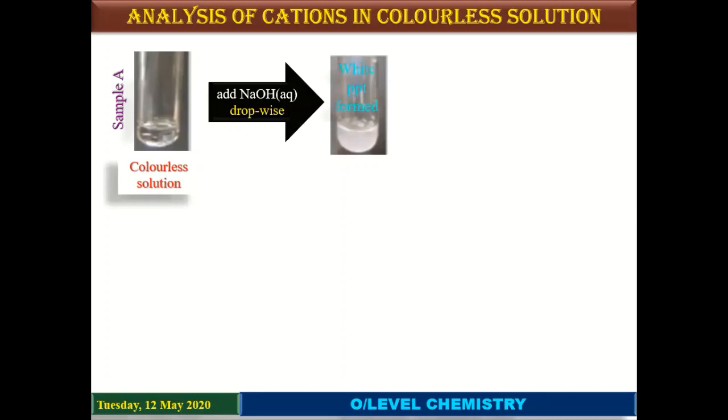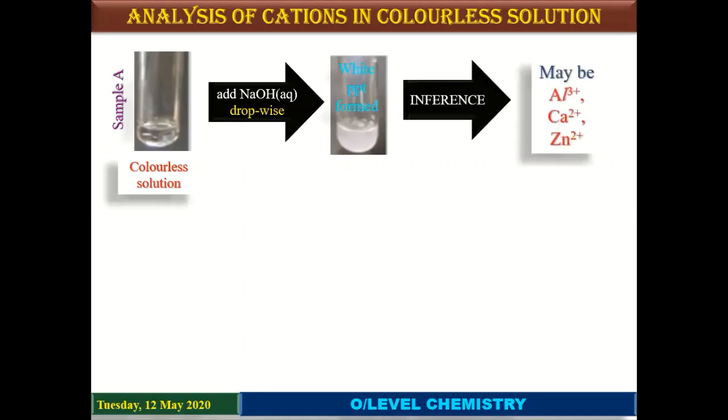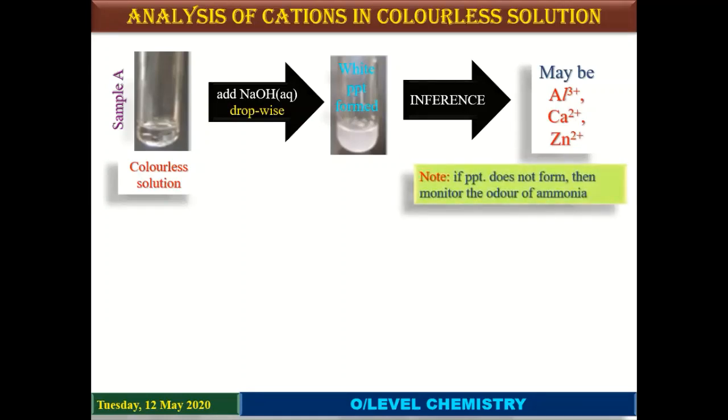So here we obtain white PPT. If white PPT is obtained, then as we have already learned in our previous slide, there are the chances of aluminium, calcium and zinc ions. If PPT were not present, if we did not get these precipitates, then we monitor the odor of ammonia for detecting the presence of ammonium ion. Anyway, we will see it later on. Right now we have got white precipitate, so we will add excess of sodium hydroxide here.